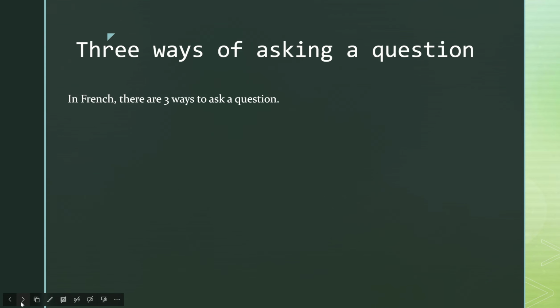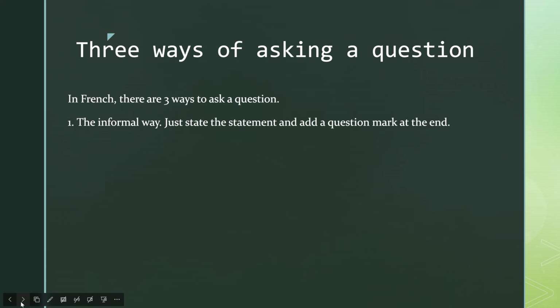In French, there are 3 ways to ask a question: informal, partially formal, and a very formal way. The informal way is just to state the statement and add a question mark at the end. For example, if the statement is tu travailles ici, which means you work here, you just add a question mark. Tu travailles ici? And raise your voice.